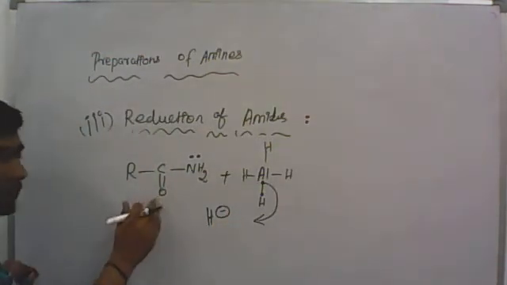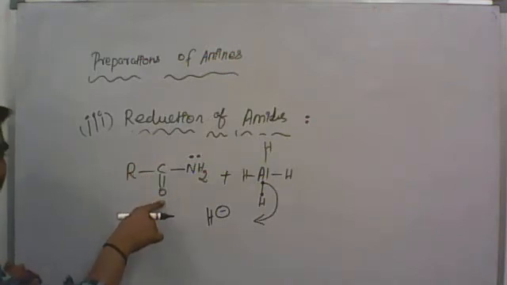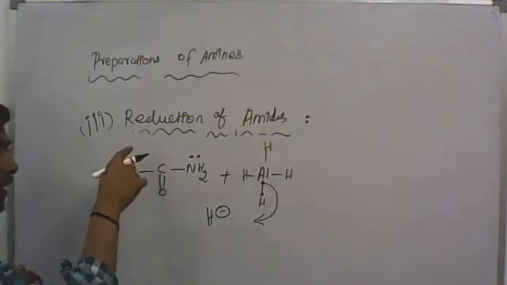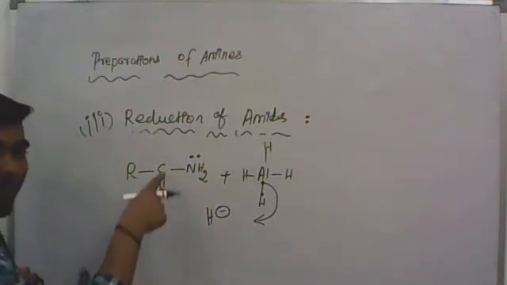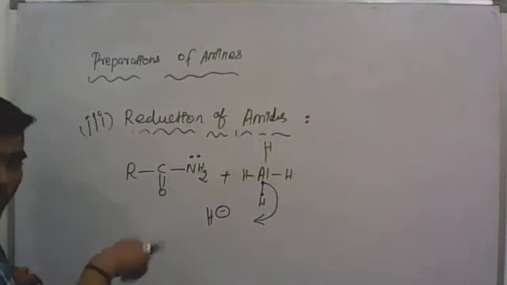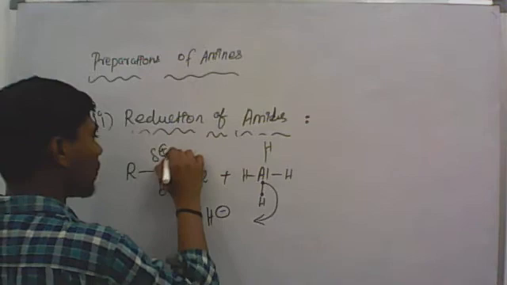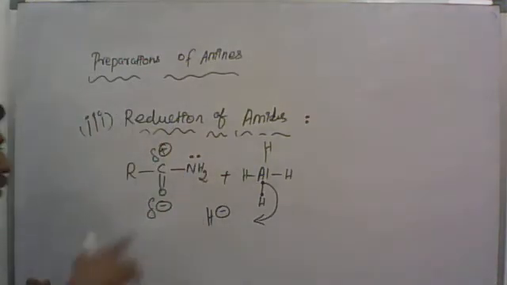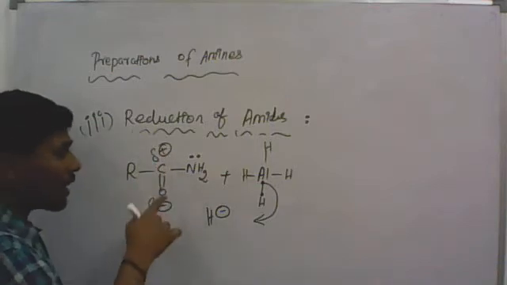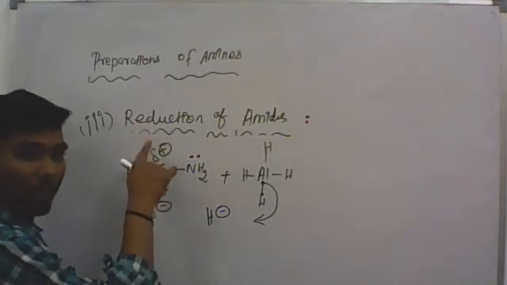Now come to the amide, where carbon and oxygen are present. Carbon is less electronegative than oxygen. Oxygen is more electronegative, so it withdraws electrons from carbon. So carbon loses its electron density and bears a partial positive charge, and oxygen bears a partial negative charge. Among the two, carbon is electron deficient because it has lost its electron density.